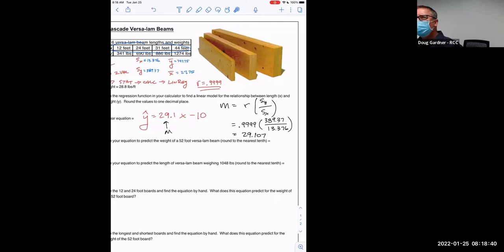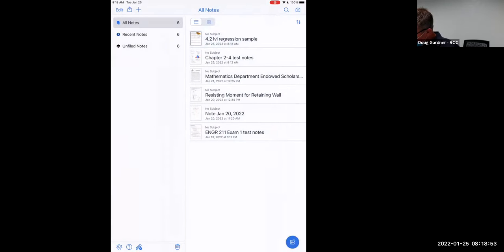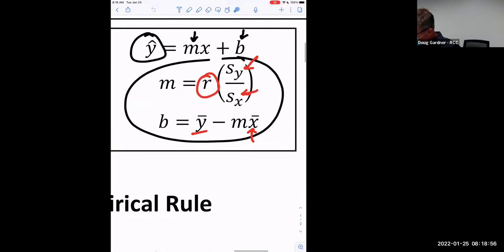Technology is wonderful. And then let's see, this 10 number, what was the recipe for that? So yeah, y bar, the sample mean of the y's, minus that slope we just found, times the sample mean of the x's. That's what I've got to do to get b. So supposedly if I plug that in, I'm going to get negative 10, because that's what the calculator just said. Let's see if that's true too.